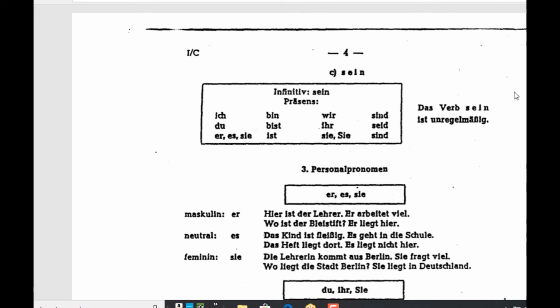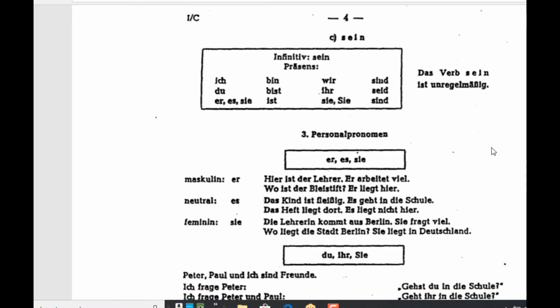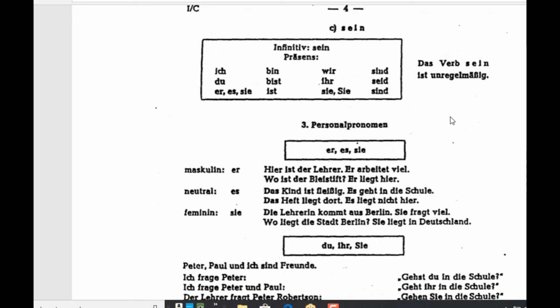So in our last section, in looking at this workbook, we looked at some of the personal pronouns. So you have er, es, sie. This is the third person singular. He, it, and she. And also, in the exercise that we're going to do in a second, if you open your textbook, the Jannach 5th or 6th edition, to page 3 in chapter 1, you'll see the conjugation of the verb to be, which is repeated here.